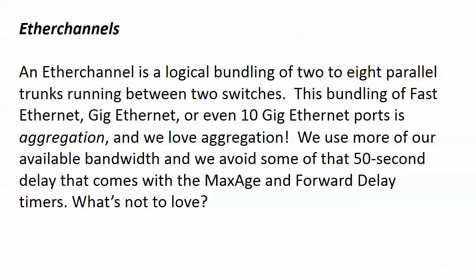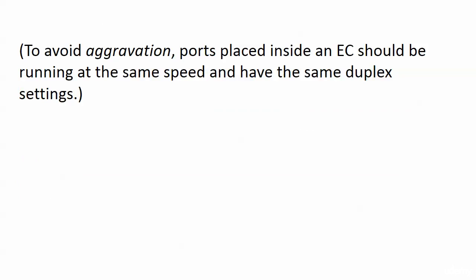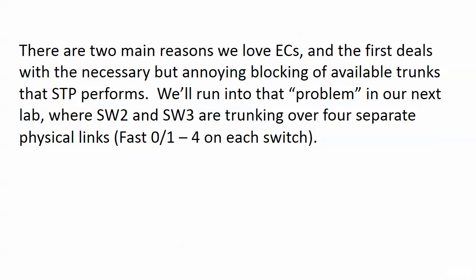We also avoid some of the delay that comes with the max age and forward delay timers if we happen to lose one of our ports. And we'll see all that in action. I've got some great labs here for you. And I was mentioning aggravation, to avoid that, ports put inside an EtherChannel should be running at the same speed and have the same duplex settings. If you don't, the switch is going to scream at you. It's going to let you know immediately there's a speed or duplex problem, but we're going to avoid that by making sure that we obey that rule to begin with.